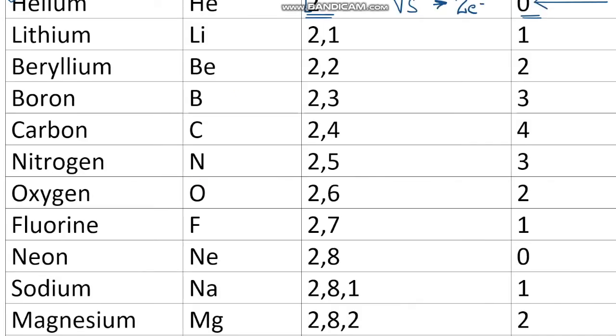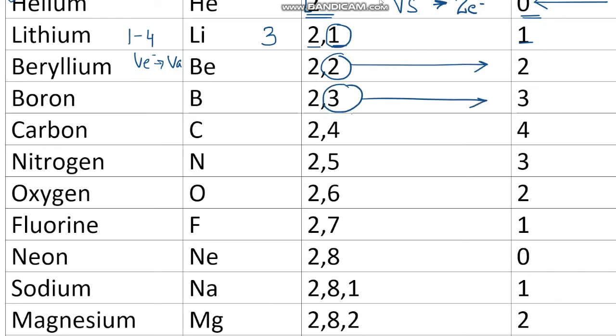If you look here, lithium has atomic number 3, electrons 2, 1. So the valence shell has 1 electron, and we just said from 1 to 4, valence electrons are equal to valency. So 1 means the valency of 1. For beryllium, it means the valency of 2. For boron, the valency of 3. And for carbon, the valency of 4. The first rule states that if any atom has the valence electrons from 1 to 4, those number of electrons turn themselves into valency. Okay, let's get started on the next concept.